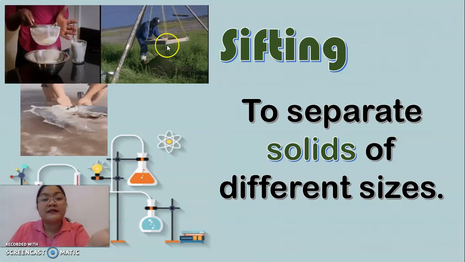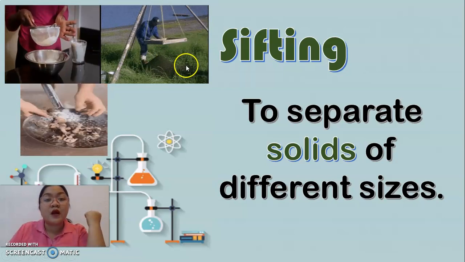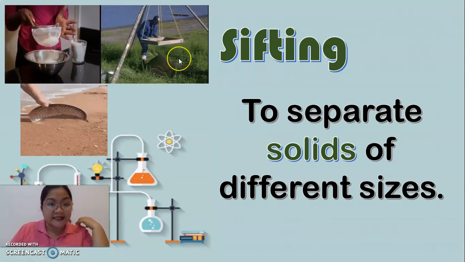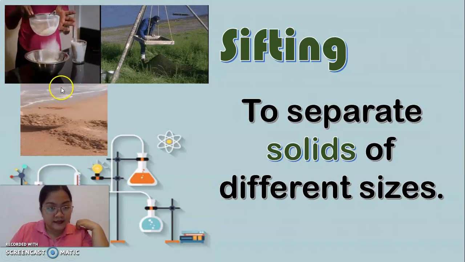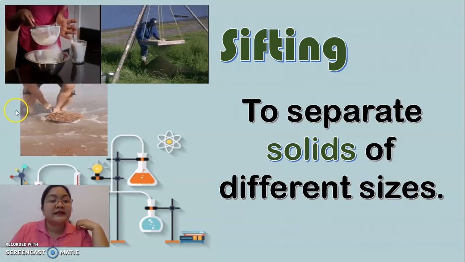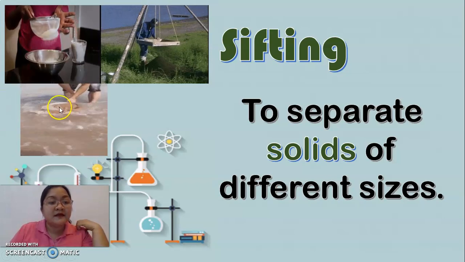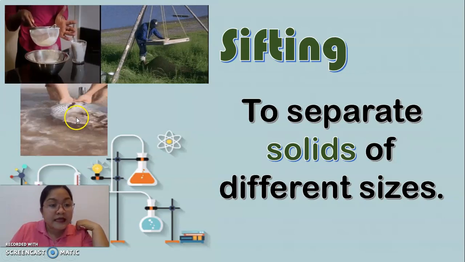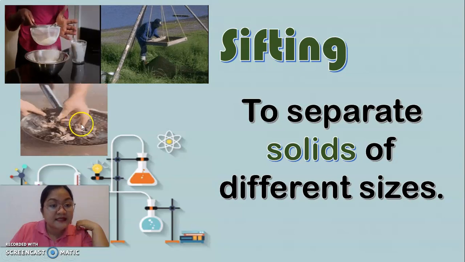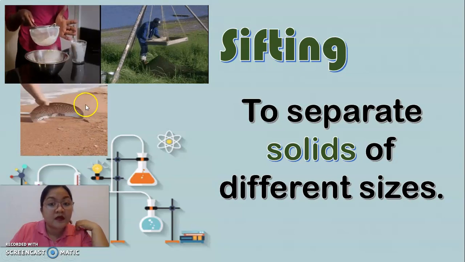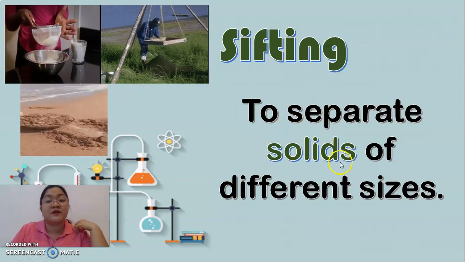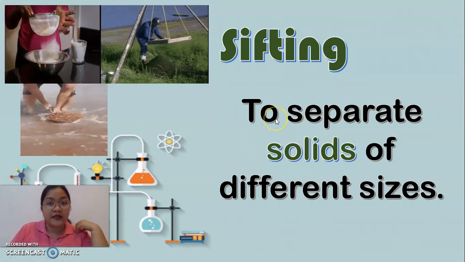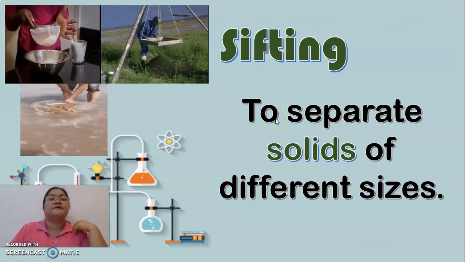How about this one? Rock and sand. Can we separate them using sifting? Yes. How about this one? Sand, colander, and you can see the sand separated from the small crab. Again, we use sifting to separate solids of different sizes.